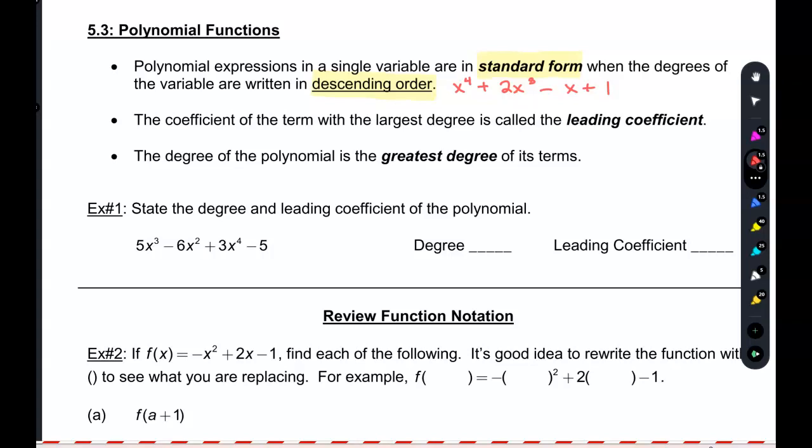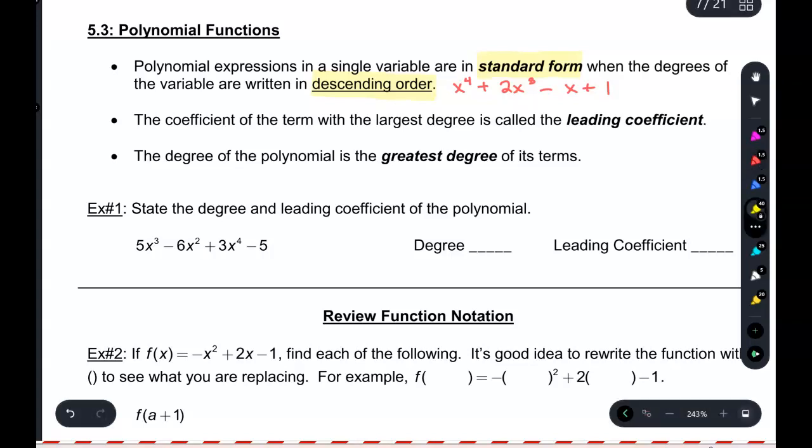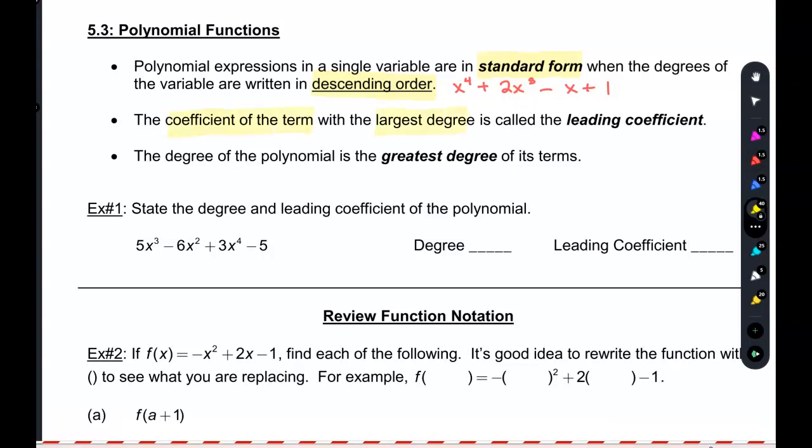Now, the coefficient of the term with the largest degree, that's called our leading coefficient. I think there was a question on the first assignment. So in this case, the leading coefficient would just be 1. And obviously we already talked about greatest degree. That's the degree of the polynomial.